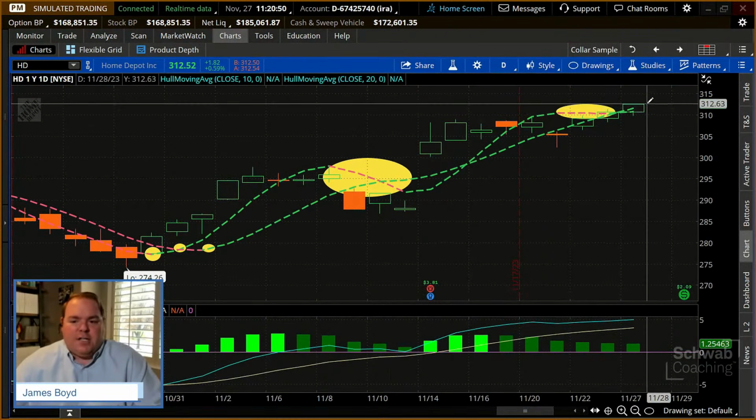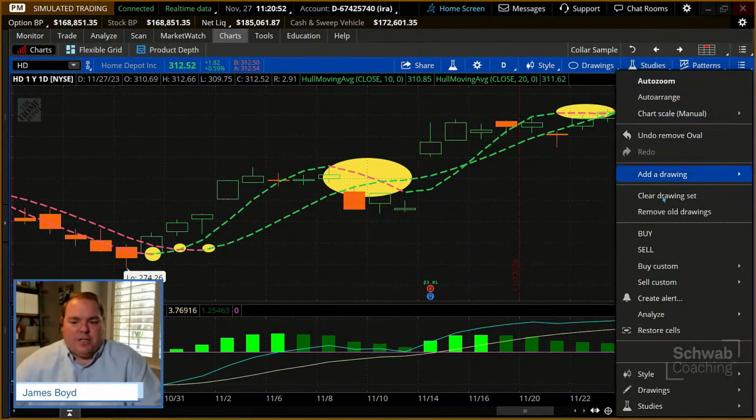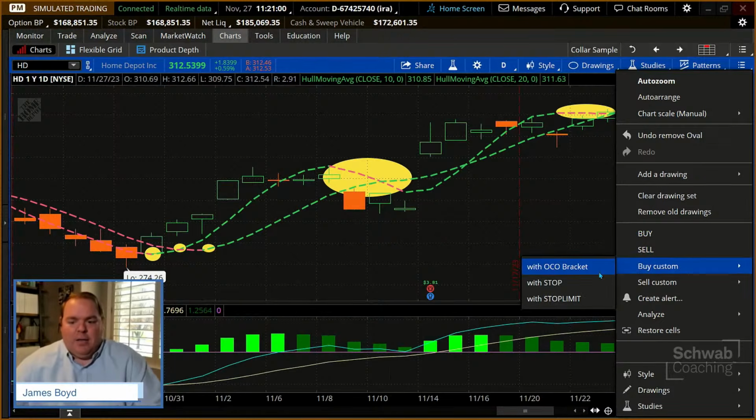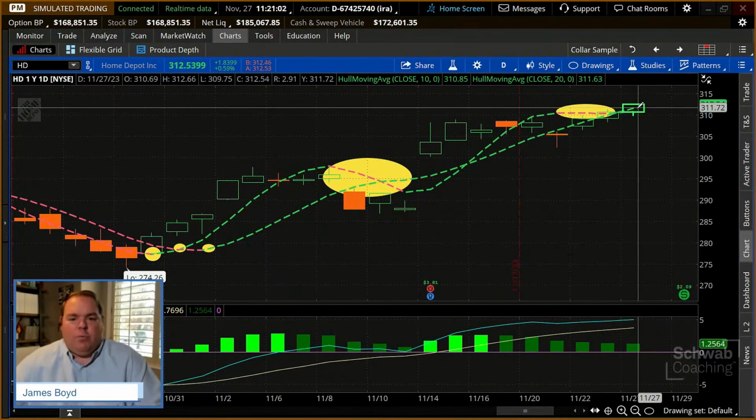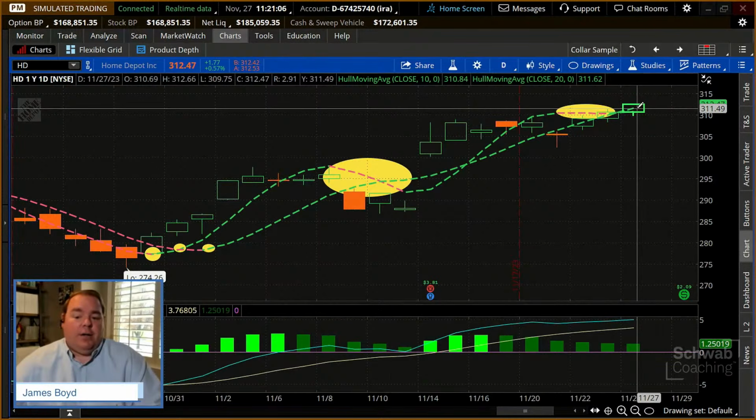Now, what I'm going to do in this first example is we're going to buy the shares of the stock. Okay? This class is going to be more stock-based. And what I'm going to do is go buy custom with OCO bracket. So if we talked about, hey, what is someone using as an indicator? Well, we're going to use the moving averages as the indicator.